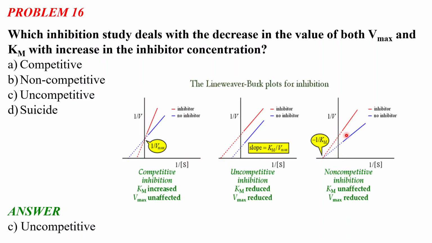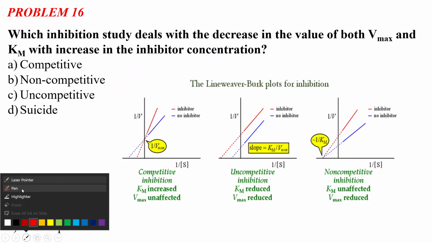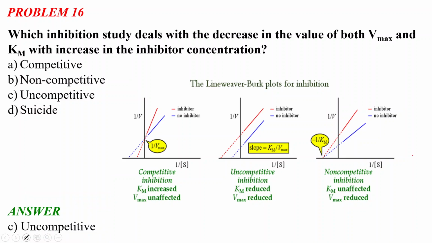In case of non-competitive inhibition, as you can see, Km is remaining unaffected since the intercept on the 1 by Km axis is remaining the same. So Km is unaffected, but the slope is increasing. That is why Vmax is reducing. Here I will again repeat, 1 by Vmax is increasing, so Vmax is reducing, and the slope, Km by Vmax, is increasing, which means Km remains unaffected.